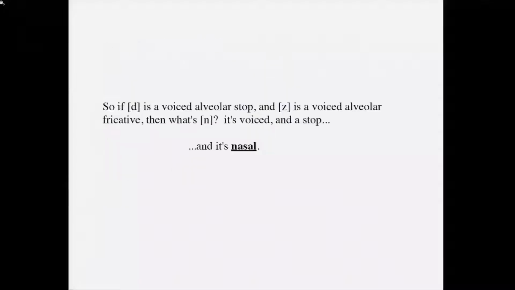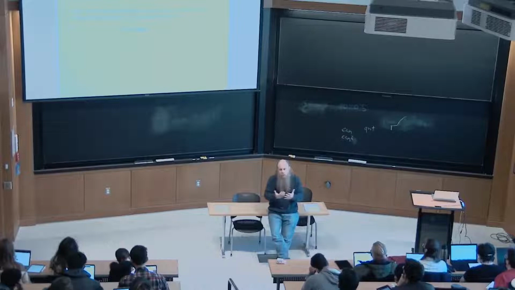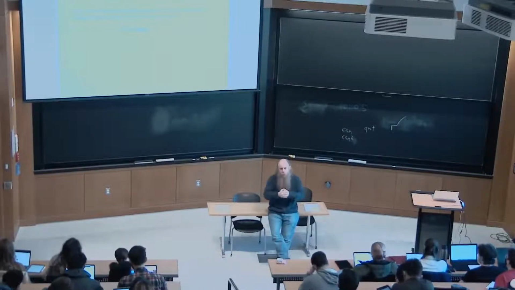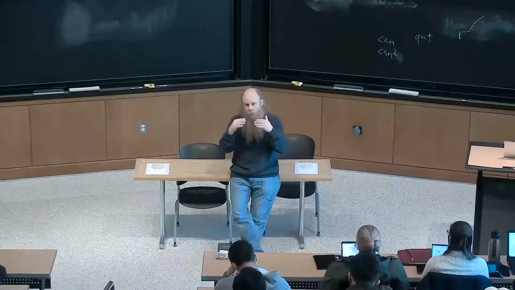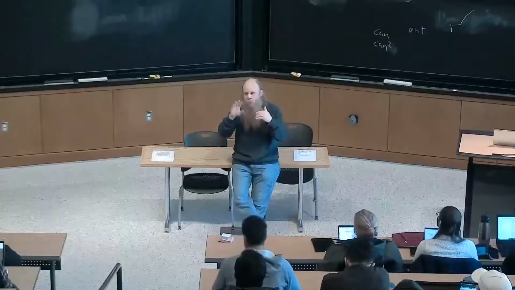All right. So now, new class of sounds. This is a new manner of articulation. So we've got D, which is a voiced alveolar stop, and Z, which is a voiced alveolar fricative, and now we need to think about N. Well, N is voiced, and it's a stop in the sense that you are stopping the air from flowing through your mouth. If you think about what's happening inside your mouth during an N, your tongue is jammed against your alveolar ridge, just as it would be for a T.